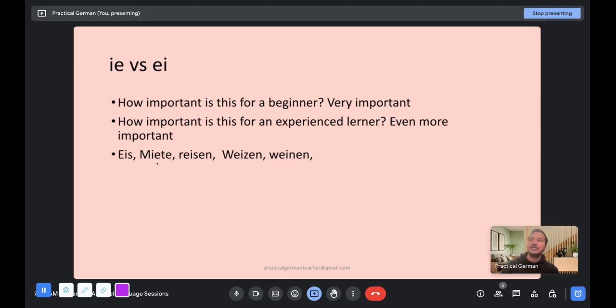So they both are nouns. Reisen, it's a verb. What do you think it may mean? Travel. Travel, right? Weizen, what do you think it may mean? Just a hint, whenever it is like, for example, reisen, R was small. That means it is a verb. Whenever it is capital, it is a noun. If you eat chapati, what is it made of? Wheat, yeah, wheat, right?